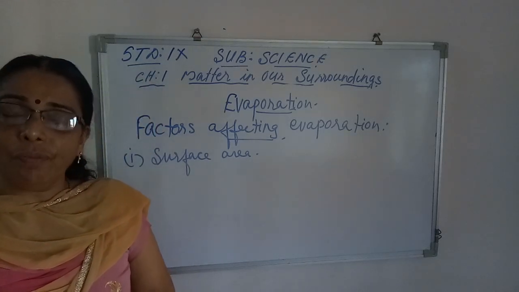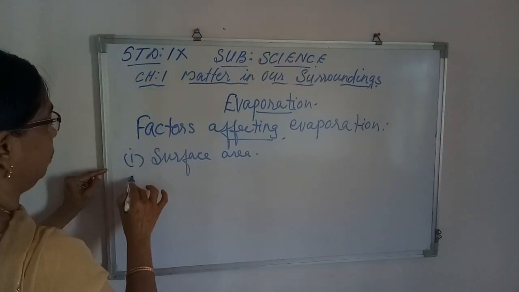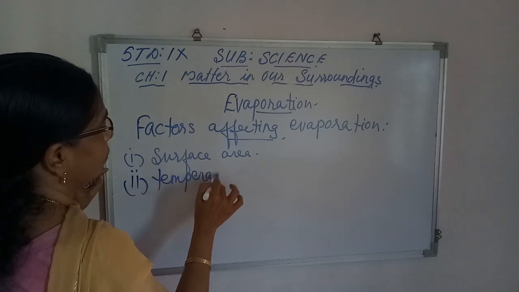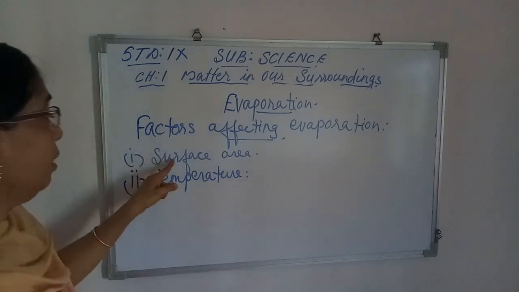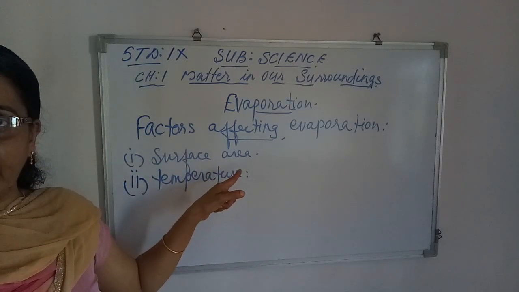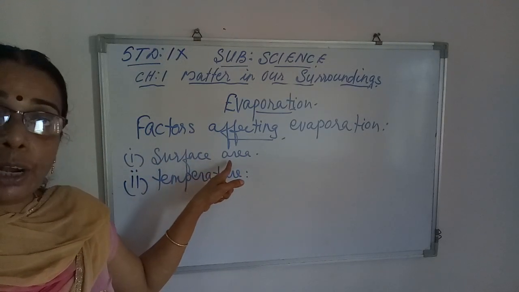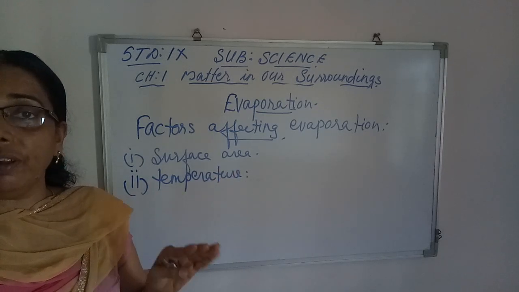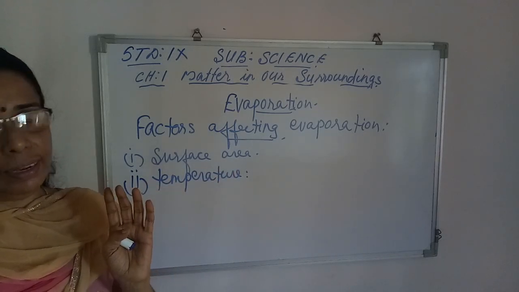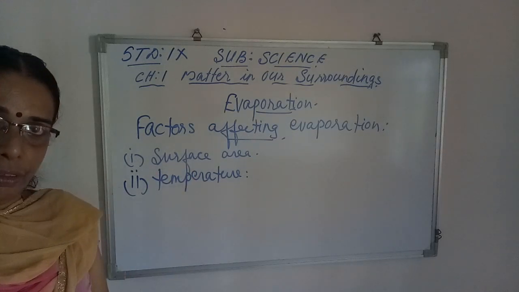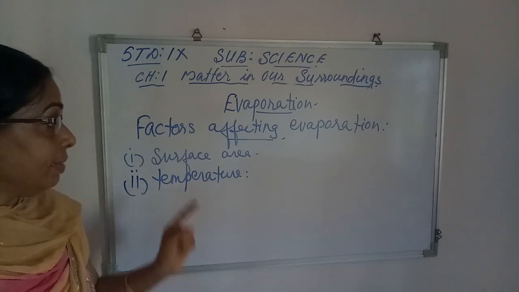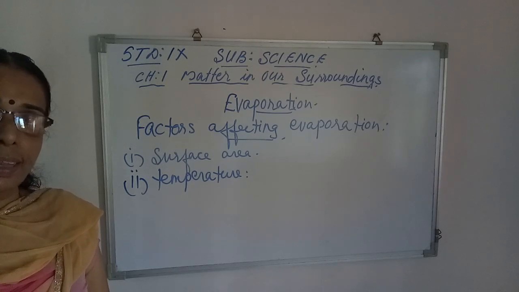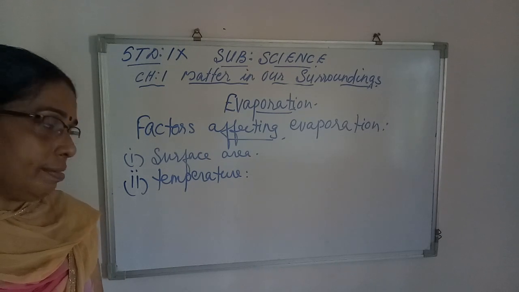And the second factor, temperature. Here, first point, surface area. So what's your conclusion from that? As the surface area increases, evaporation also becomes faster. And next, what about the temperature? As the temperature increases, the evaporation is faster. The rate of evaporation will be fast.